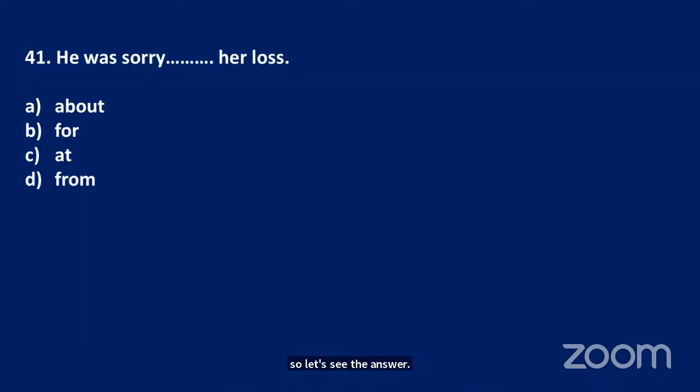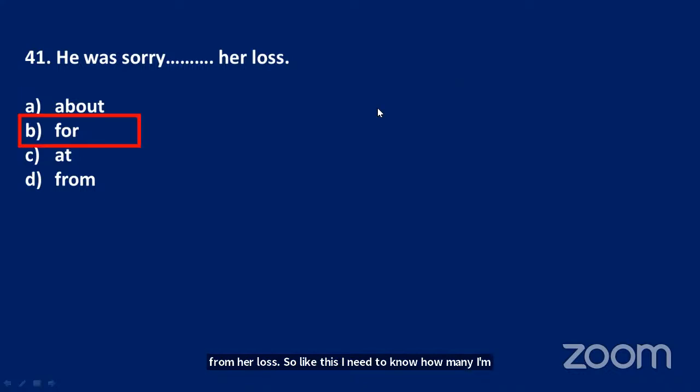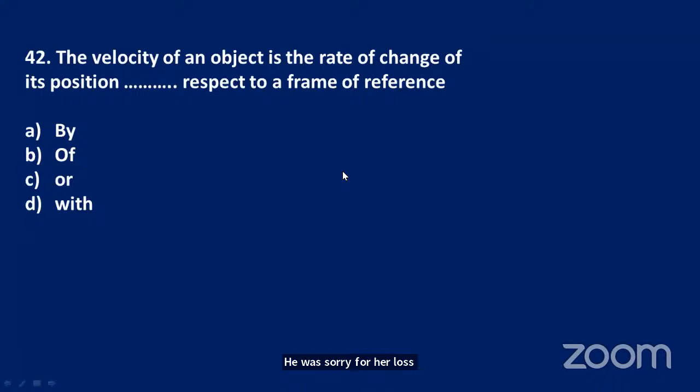He was sorry dash her loss. He was sorry about her loss, for her loss, at her loss, or from her loss. Let me know how many are going to give me the answer. Many says option A with just one C. All right, it is B. He was sorry for her loss. All right, yes. See the next question.